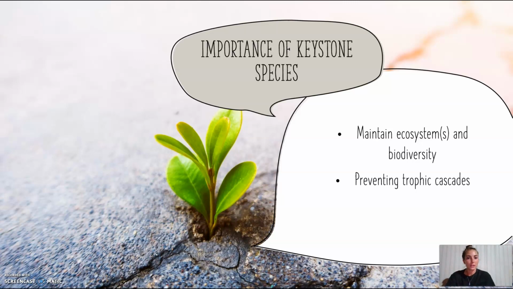So why are keystone species important? They're important because they maintain ecosystems and biodiversity, and they also prevent trophic cascades. Trophic cascades are basically triggered by the addition or removal of a keystone species within an environment, and they result in drastic changes in the predator and prey ratios and populations throughout the food chain, which in turn dramatically changes the ecosystem structure and the nutrient cycling within that ecosystem.